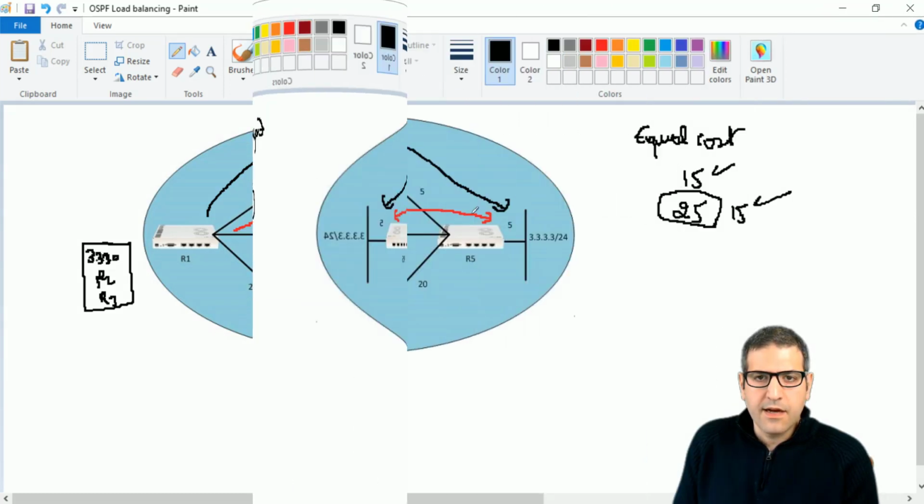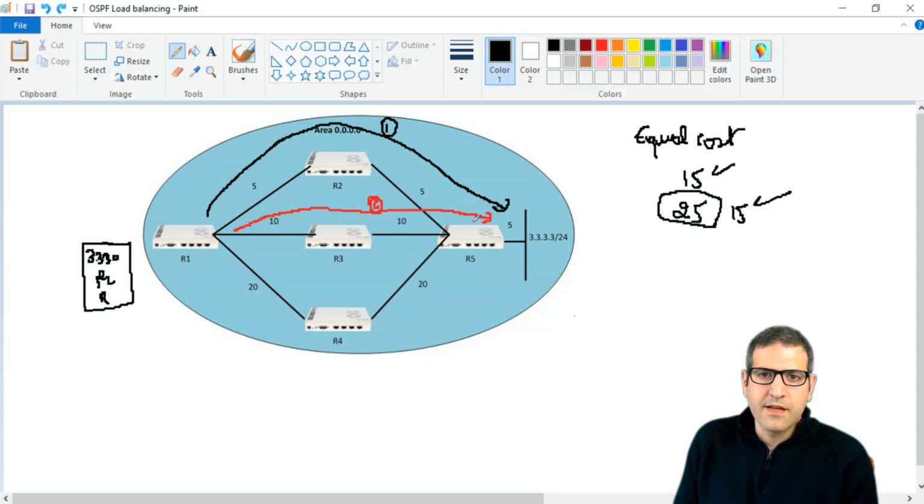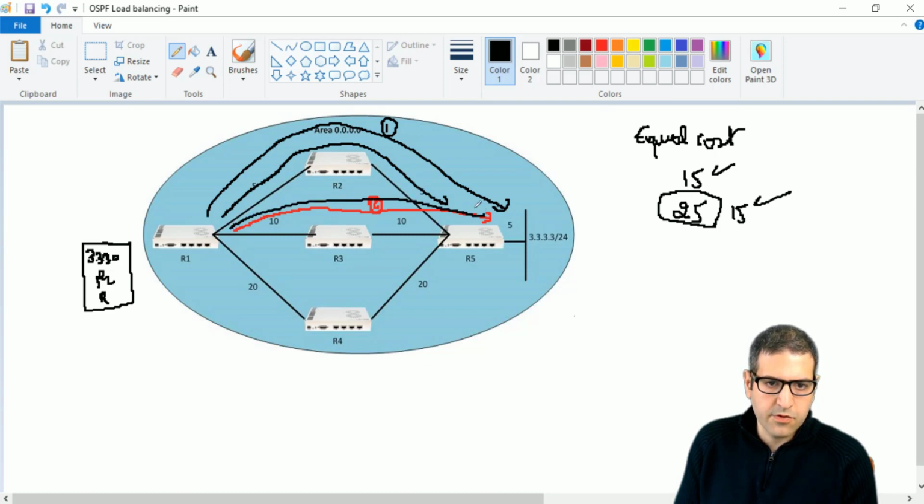Another thing to mention about OSPF: it works per connection and not per packet. What is the difference between per connection and per packet? In per packet, router 1 will send the packets in a round robin. For example, he will send first one packet from this link and then a second packet from this link to the network. They are all going to 3.3.3.0. So from router 2, then from router 3, then from router 2, then from router 3. That's how per packet works. But OSPF is not per packet, it's per connection.